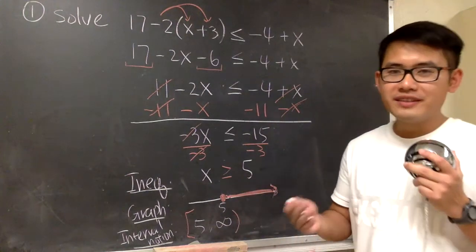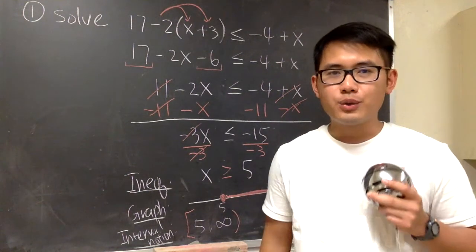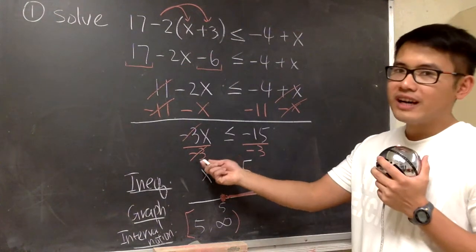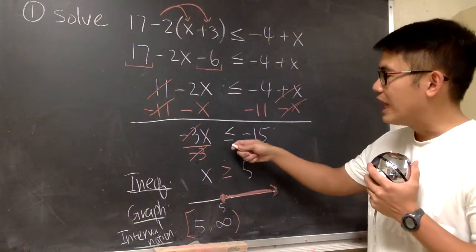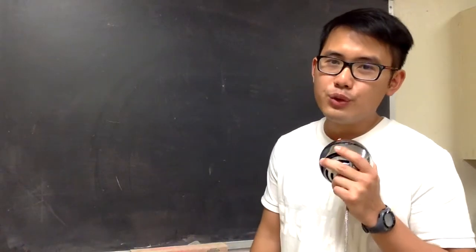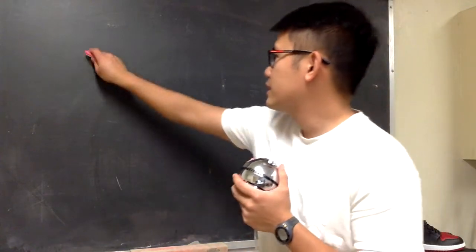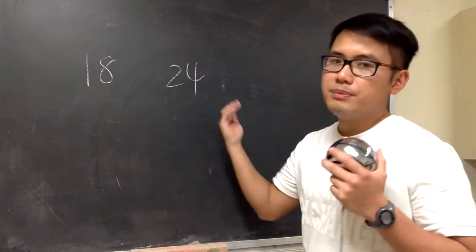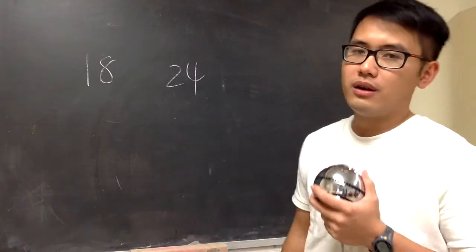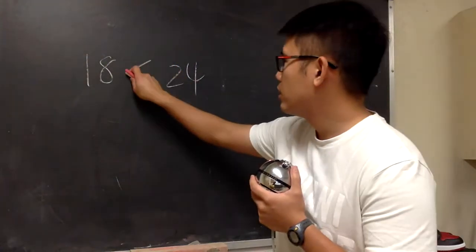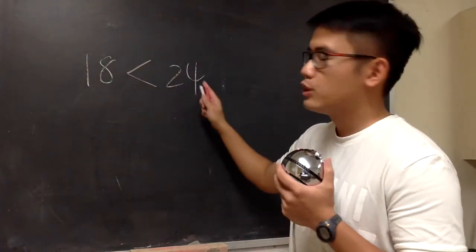And before I show you the next one, which is going to be a compound inequality, I'm going to explain why, when we multiply or divide by a negative number on both sides, we have to switch the inequality symbol. So to explain why, let's first look at two numbers. Let's say we have the numbers 18 and 24. Which of these is bigger? We all know it's 24. And we are going to put on this symbol, isn't it? So we know 18 is less than 24.